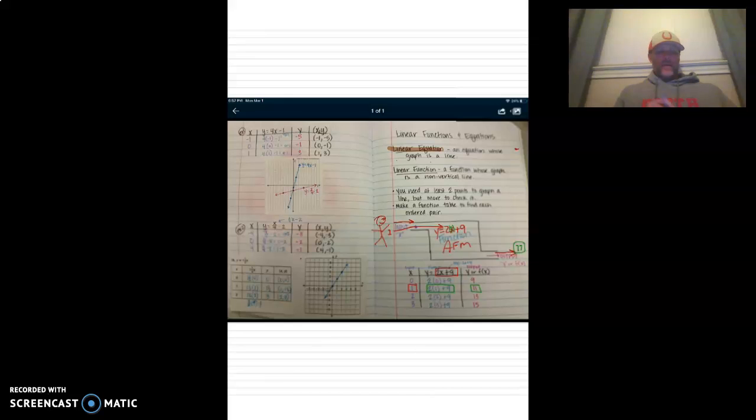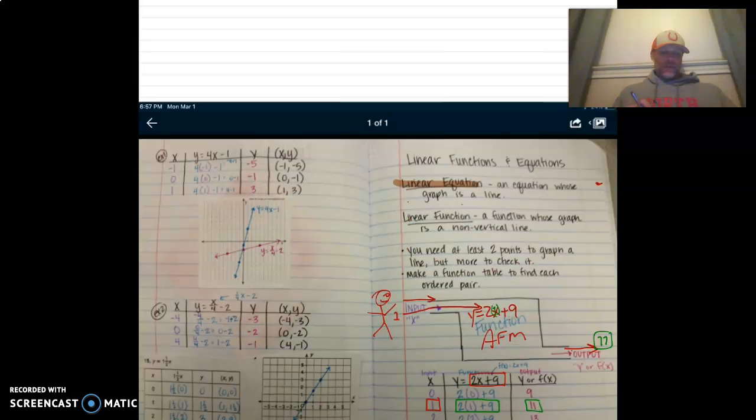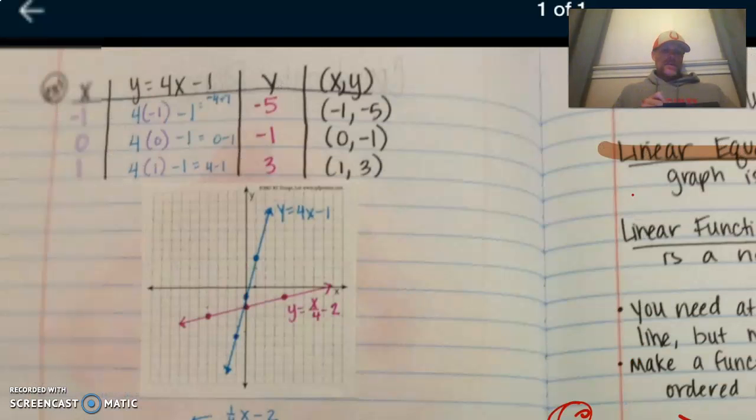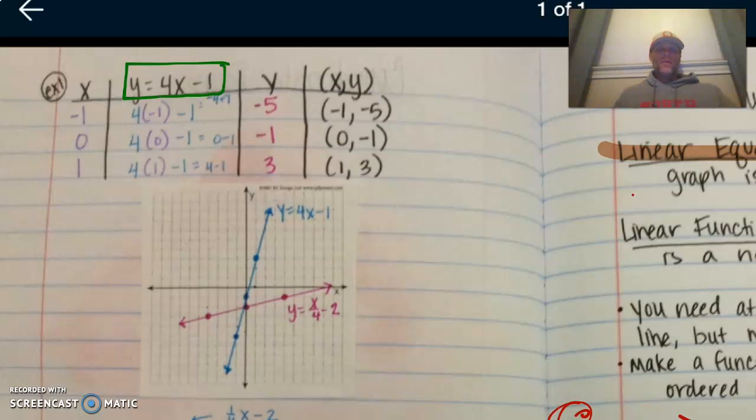This is graphing linear functions and equations. This is graphing a function from a table. So we're going from a table to a graph. If we think about this, here is our function. In basic terms, what's going to happen? Right here, 4 times something minus 1. That's real basic. That's what's going to happen.